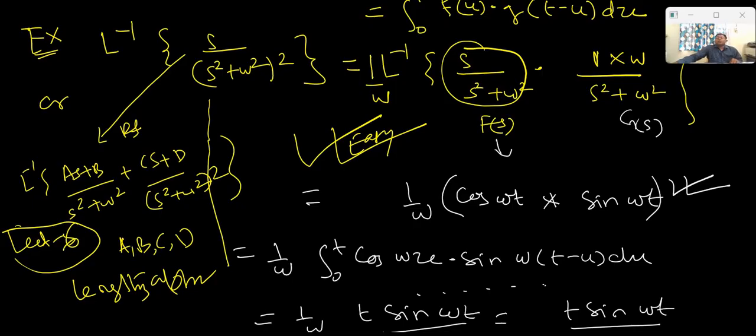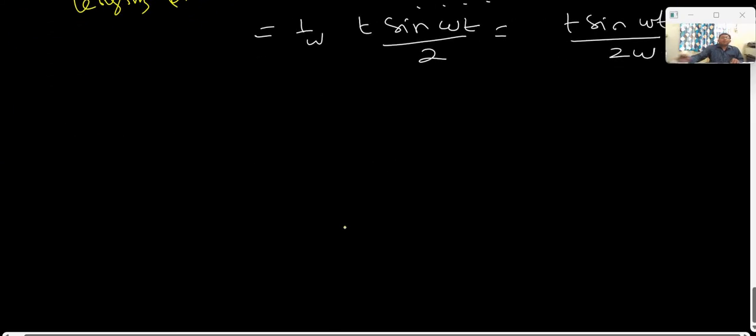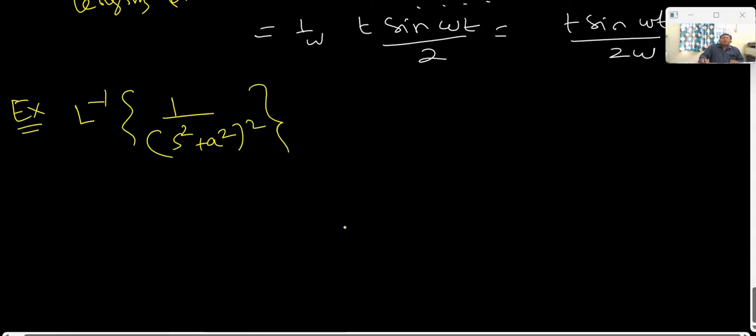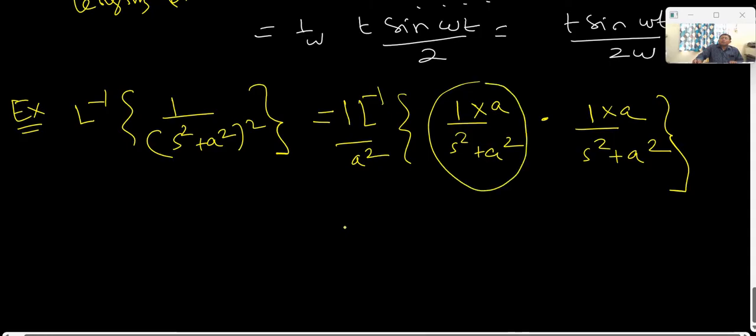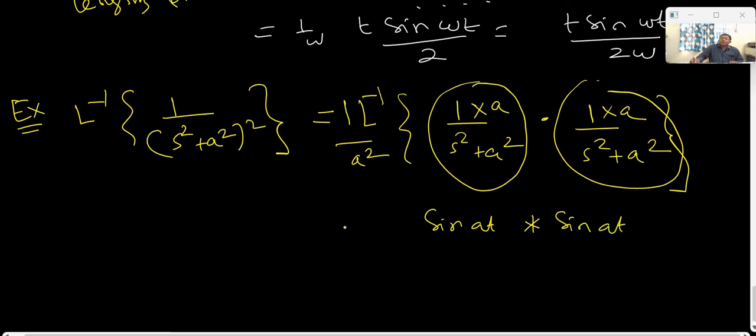Likewise, suppose I ask you one more example. You find the Laplace inverse of 1 by (s square plus a square) whole square, say, right? So you can split it. How you can split it? It is Laplace inverse of 1 by (s square plus a square) into 1 by (s square plus a square). So to get a pattern here, you multiply a here. To balance it, you divide a square here. So now this will give you sine at, and again it will also give you the same sine at, with 1 by a square.